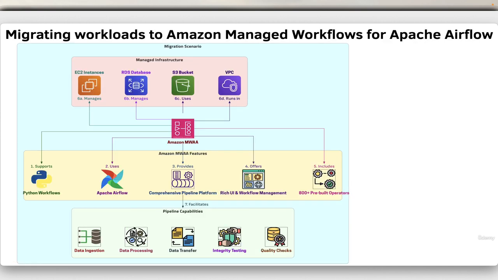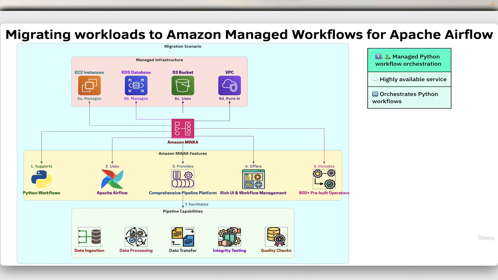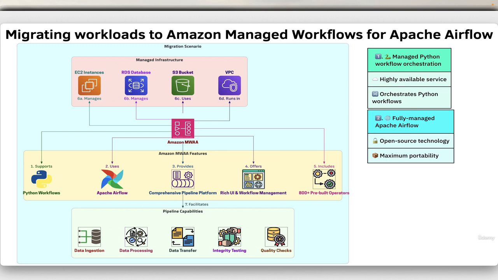And the last alternative is Amazon Managed Workflows for Apache Airflow. So let's see what are the cases in which we should use Apache Airflow managed workflows. So first one, if you are looking for a managed, highly available service to orchestrate workflows written in Python, you want to transition to a fully managed, widely adopted open source technology, which is Apache Airflow, for maximum portability.